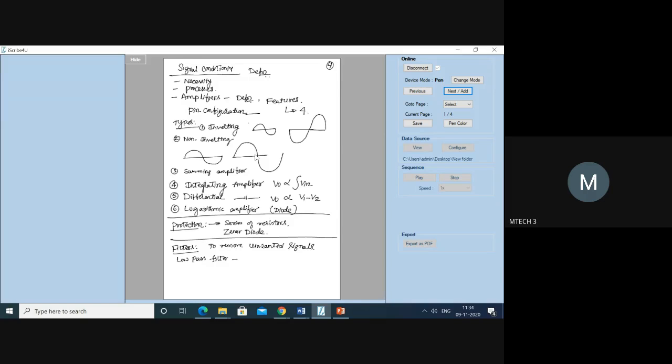It is from 0 to FC, correct? 0 to FC. FC is nothing but the cutoff frequency. Okay. Then, high pass filter. What is a high pass filter? FC to infinity, sir. Greater than FC up to infinity. Correct? Up to infinity.